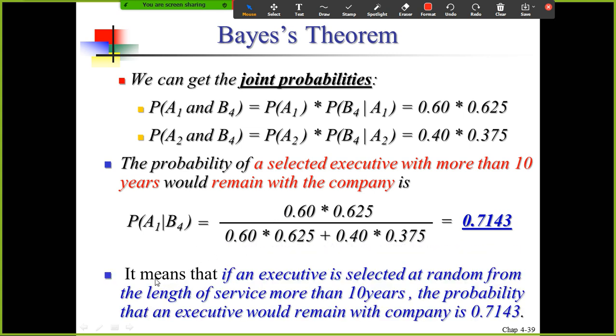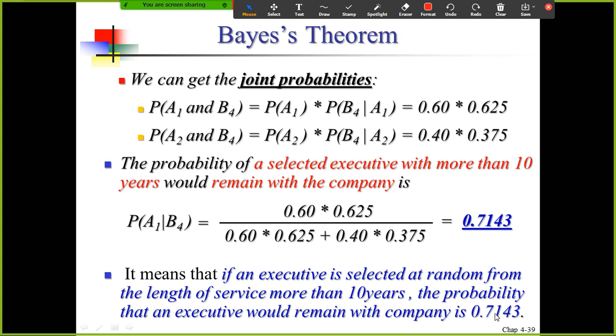Okay, what does it mean? It means that, what does 0.7143 mean? It means that if an executive is selected at random from the group who work more than 10 years, from the executives with length of service more than 10 years, the probability that the executive would remain with the company is about 71%.